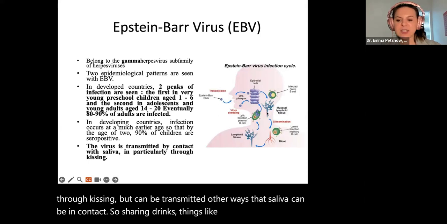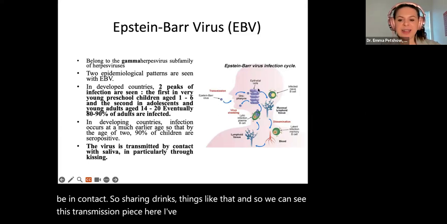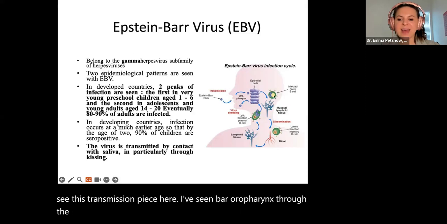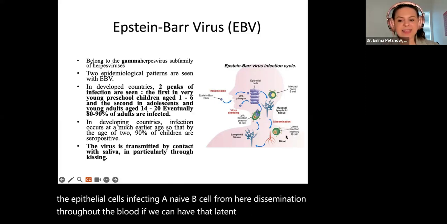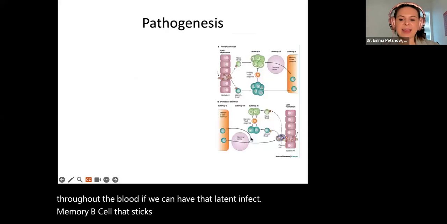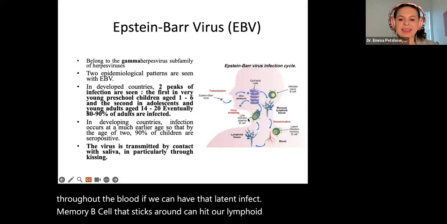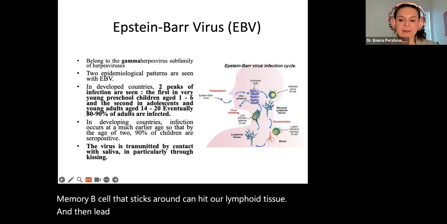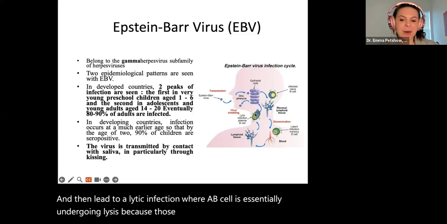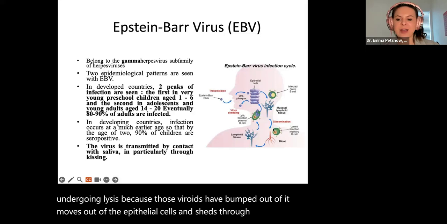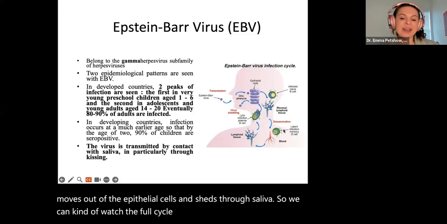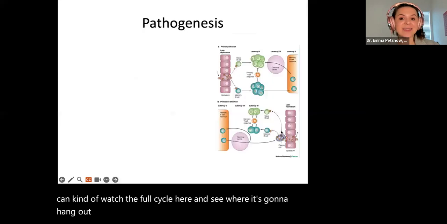And so we could see this transmission piece here, Epstein-Barr, oropharynx, through the epithelial cells, infecting a naive B cell. From here, dissemination throughout the blood. We can have that latent infected memory B cell that sticks around, can hit our lymphoid tissue, and then lead to a lytic infection where a B cell is essentially undergoing lysis because those viroids have bumped out of it. It moves out of the epithelial cells and sheds through saliva. So we can kind of watch the full cycle here and see where it's going to hang out, which is going to be in our B cells, our memory B cells.